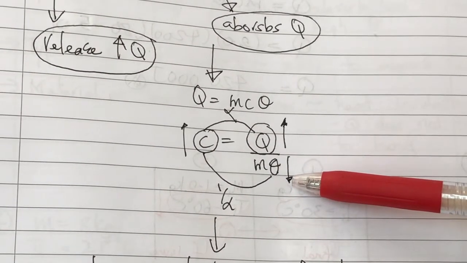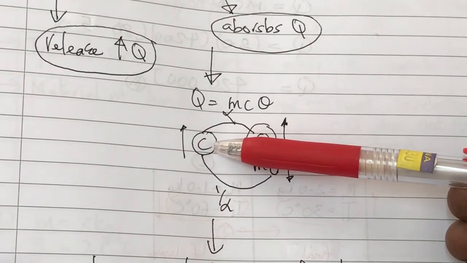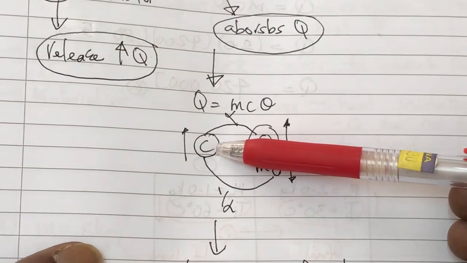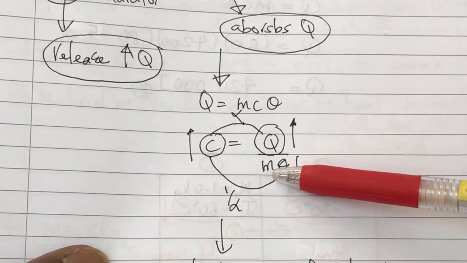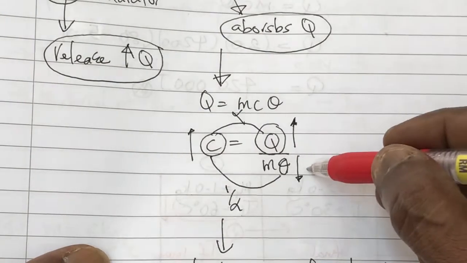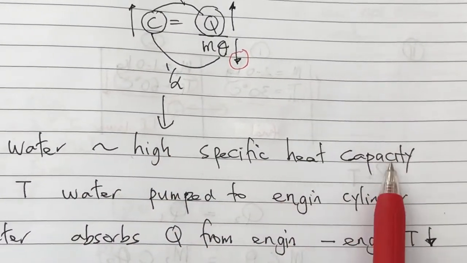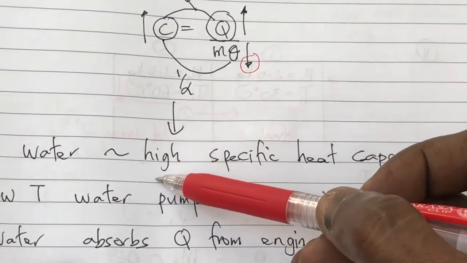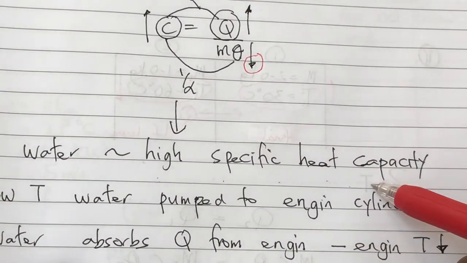So water is a substance that has a very high value of specific heat capacity. With a high value of specific heat capacity, it can absorb a lot of heat. At the same time, the rise in temperature of the water is small. So our answer: water is used because it has high specific heat capacity. If you want to add, you can also add: it can absorb a lot of heat and the rise in temperature of the water is small.